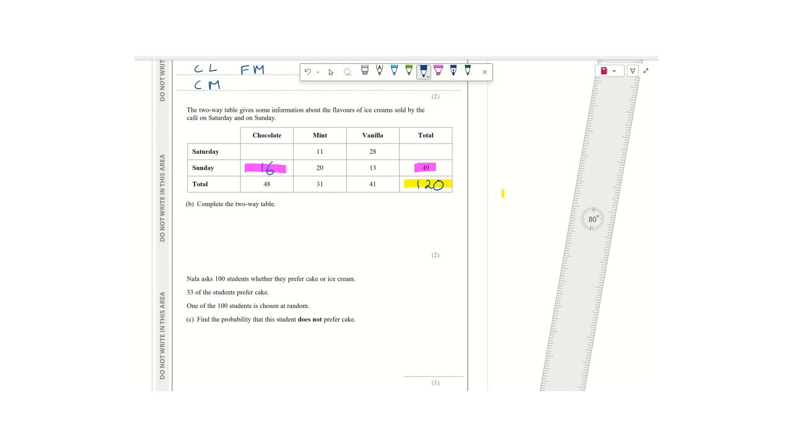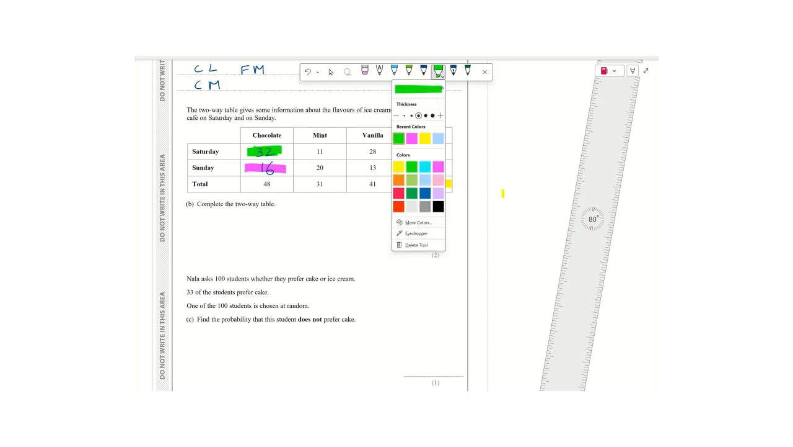So now I've got those numbers, I can actually fill in the other numbers. So for Saturday chocolate, I can do 48 take away 16, which will give me 32. And then for Saturday total, I can do 120 take away 49, which will give me 71.